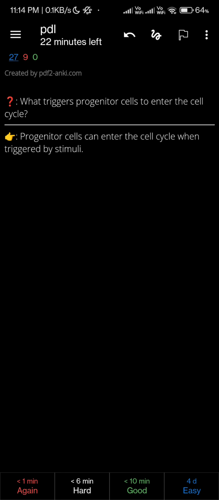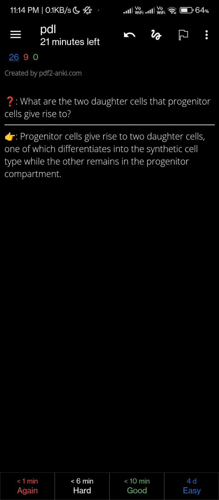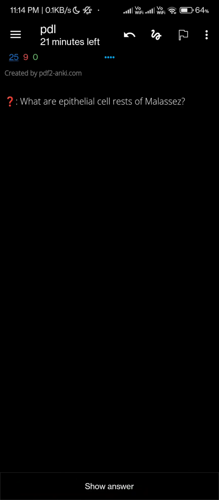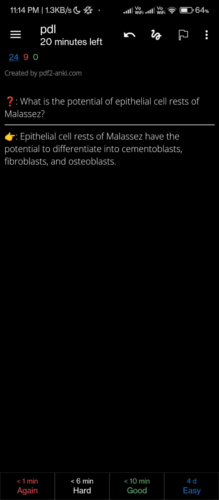On stimuli, they differentiate into synthetic and other elements in the progenitor compartment. The epithelial cell rests are remnants of Hertwig's epithelial root sheath and are found close to cementum in the periodontal ligament. What is the potential? They have the ability to differentiate into different types of cells. That is the potential.